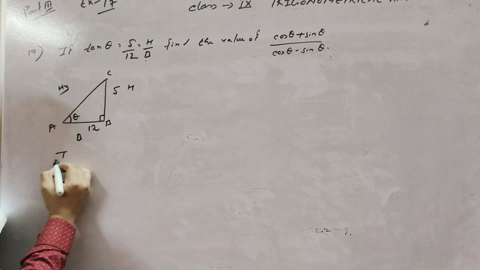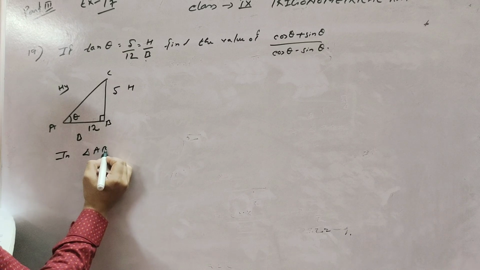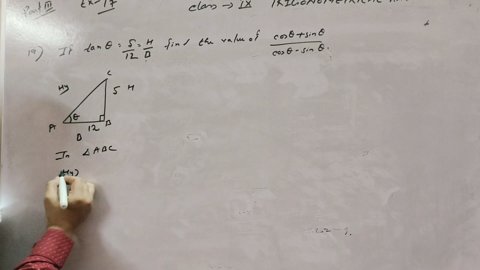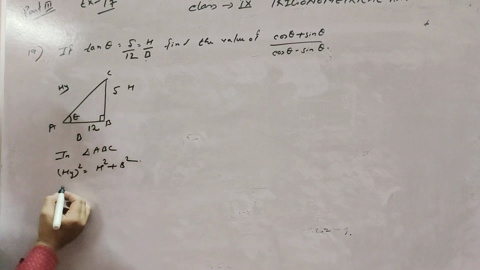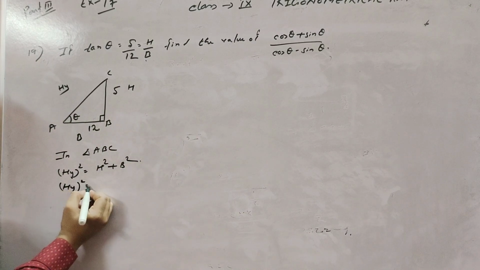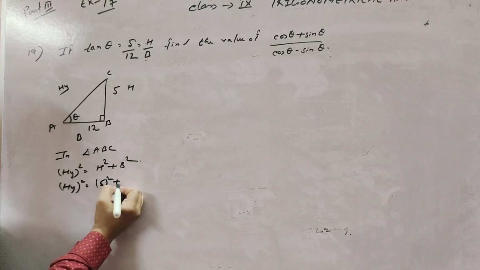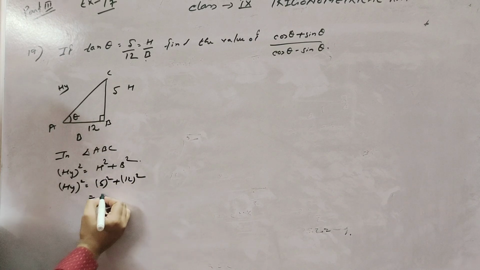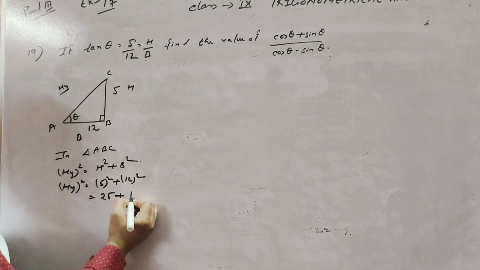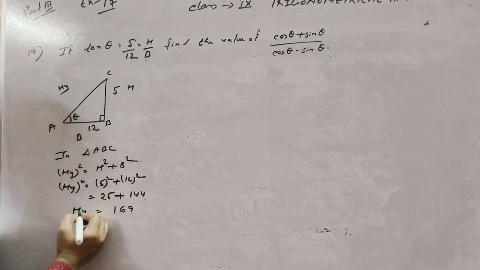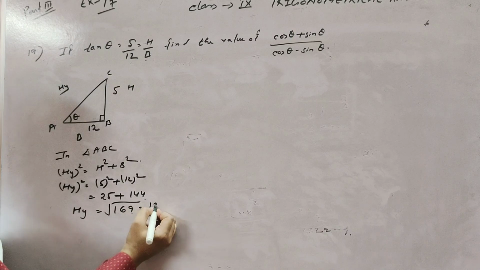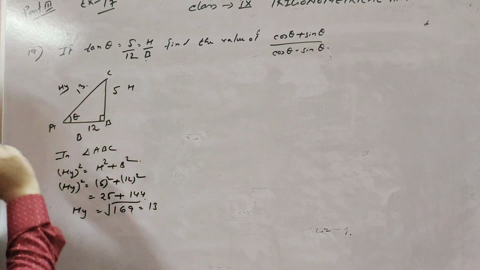So in triangle ABC, hypotenuse square is equal to height square plus base square. So hypotenuse square, height square is 5 square and base square is 12 square. So 25 plus 144 is 169. So hypotenuse is under root 169, that is 13. So this portion is 13.